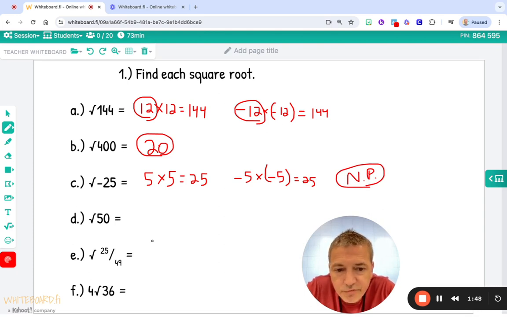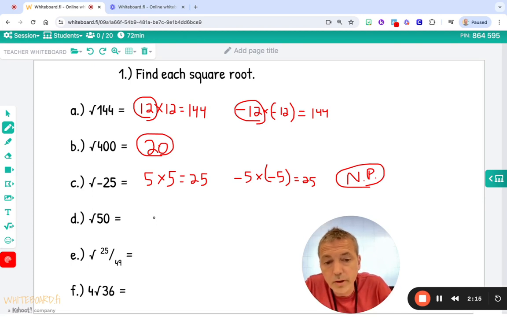The square root of 50. Well, let's think about this. Another tricky one. 5 times 5 is 25. 6 times 6 is 36. 7 times 7 is 49. 8 times 8 is 64, right? So looks like we're between 7 and 8, but pretty close to 7... actually pretty close to 7 or 8, so this one's going to be a decimal. A lot of square roots are decimals. So this one I would need my calculator.